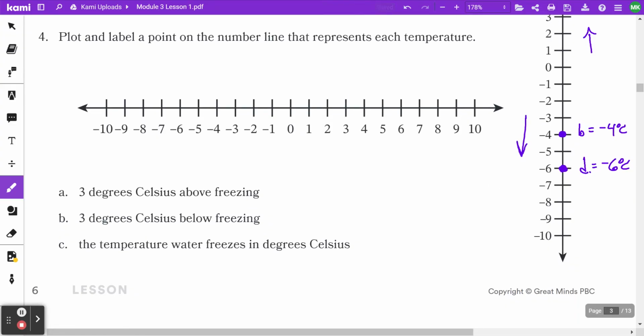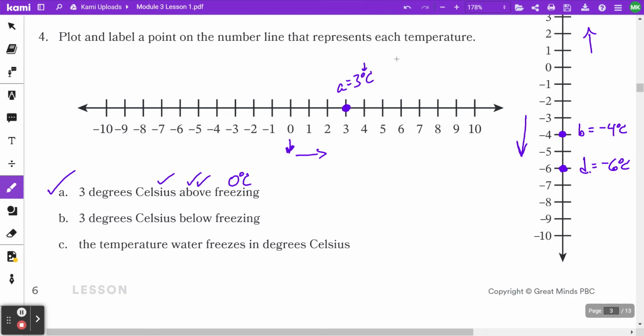Plot and label a point on the number line that represents each temperature. So I need 3 degrees Celsius above freezing. Well, freezing is right here, right? It's freezing or melting, that's 0 degrees Celsius, big C. Well, I want to be above that. So I'm going to move this way above freezing. So that's a positive 3. There you go. And label, right? So A equals 3 degrees Celsius.